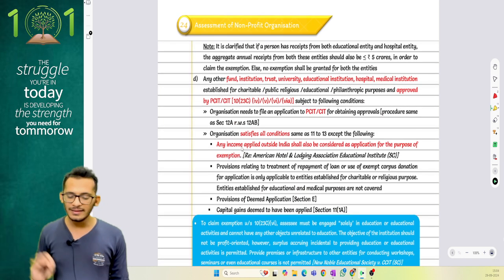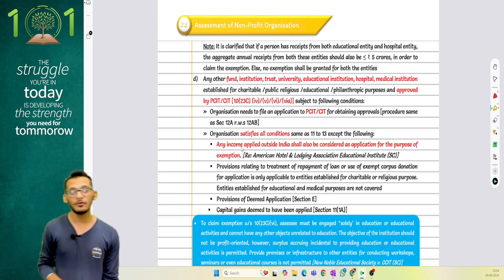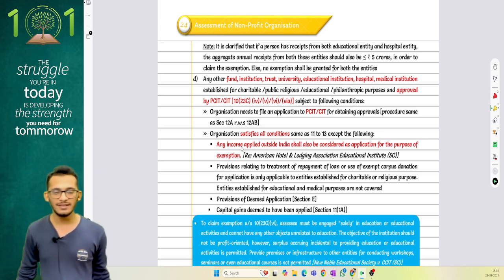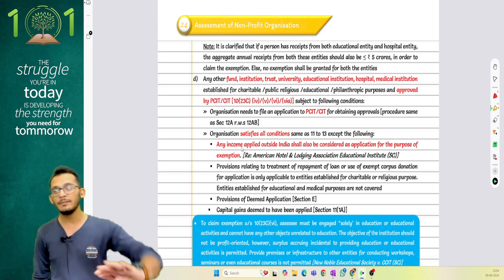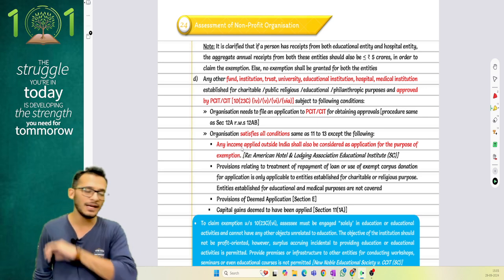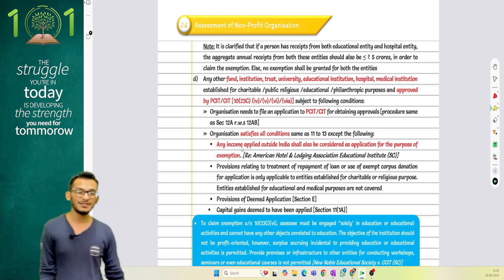Yes. Next, any other fund or institution, this is your 10(23C), 4, 5, 6 and 6A. For this, income tax comes and says the same rules as 10, 11, 12 will apply. Meaning 15% has to be set apart, 85% has to be applied, and all the other conditions. The same rules will apply.